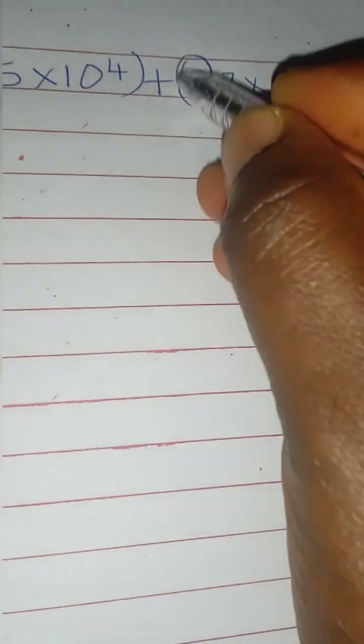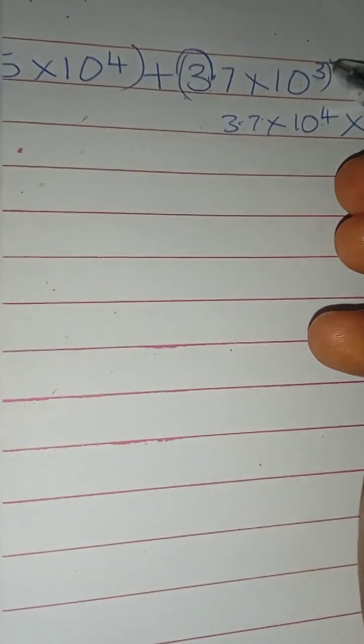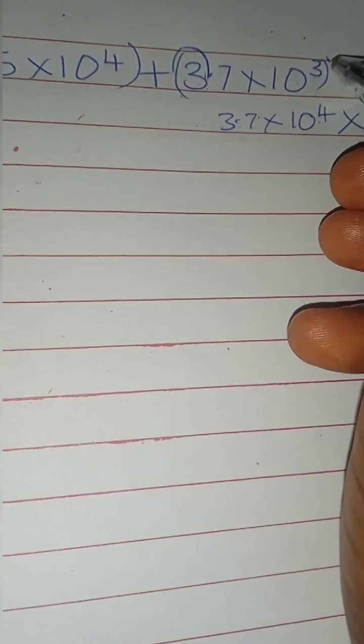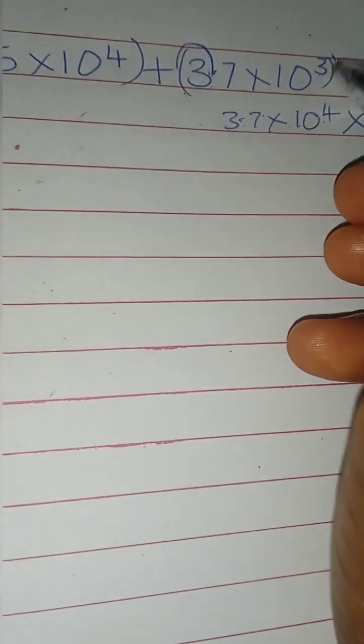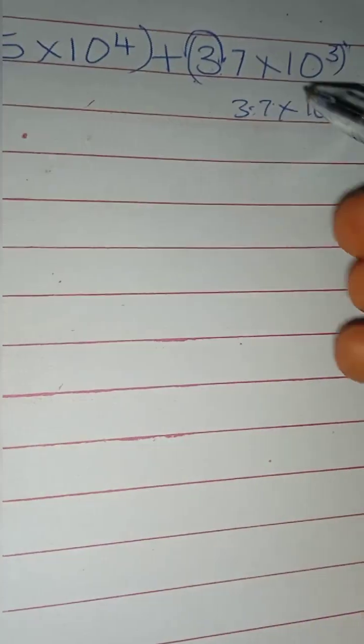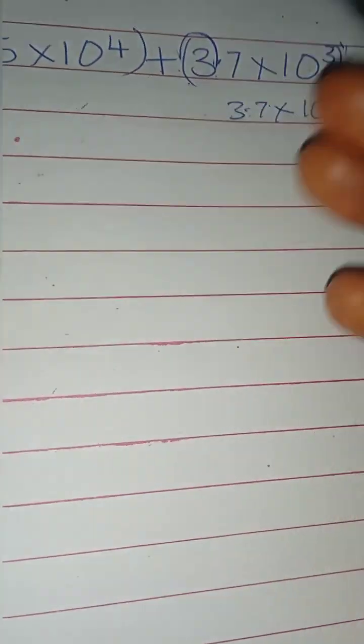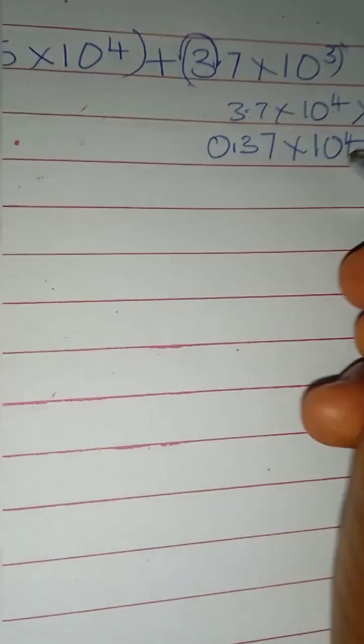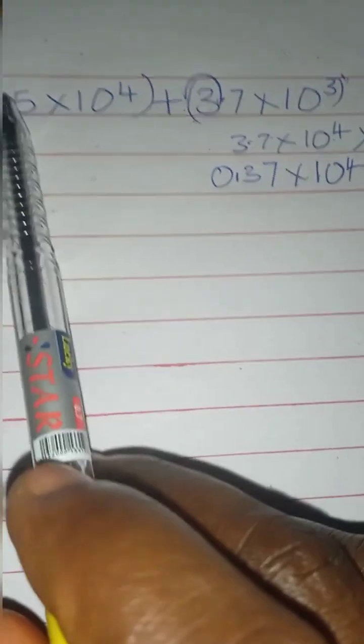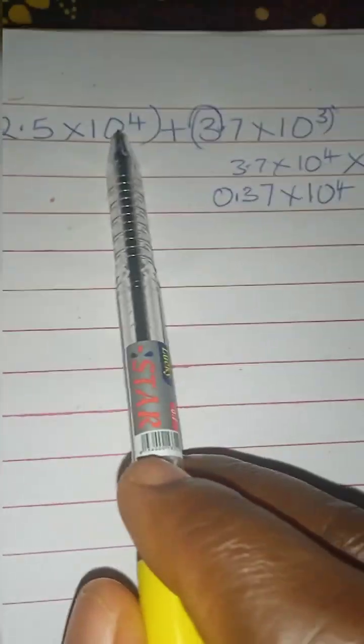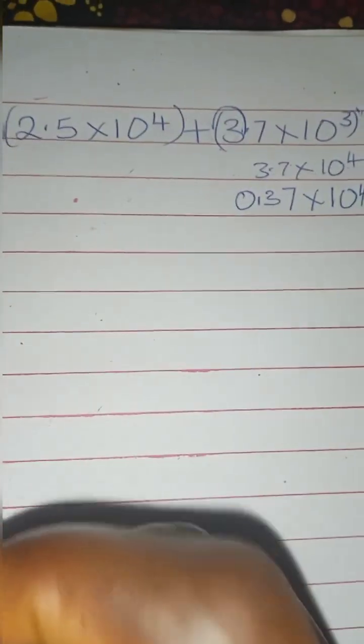So for us to increase the power of 10, you have to decrease the coefficient, move one step backward. That means you divide this one by 10 and you multiply this one by 10. When I add 1 to the power here, I will move the point one step back. So this will become 0.37 times 10 raised to the power 4. Now this has the same power as 2.5 times 10 raised to the power 4, so I can now go ahead and add them together.